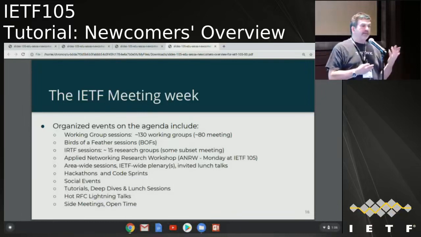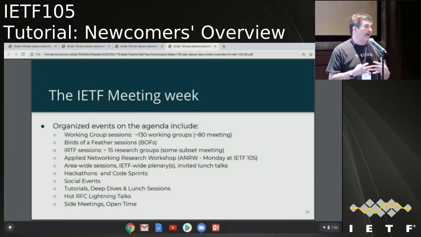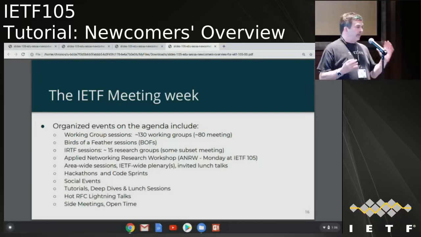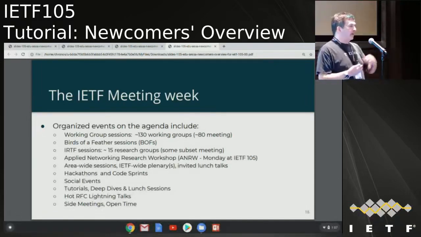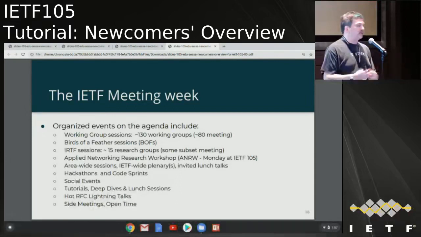ANRW, the IRTF, is meeting also. There are about 15 sessions. You can consider it to be part of the IETF meetings. They're in the agenda. You can just go and show up. A lot of the terminology and workflow is very similar. Instead of talking about a working group, there's a research group. Instead of talking about an internet draft or an RFC, there are research documents.